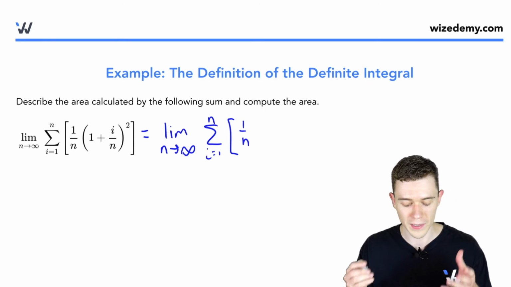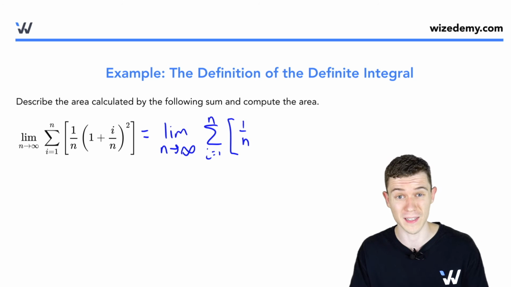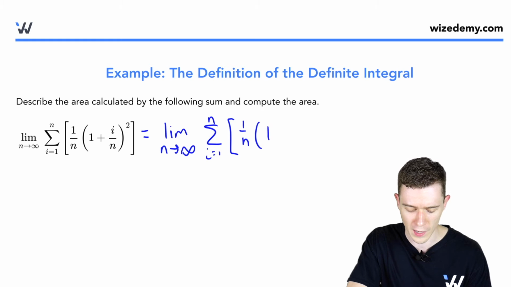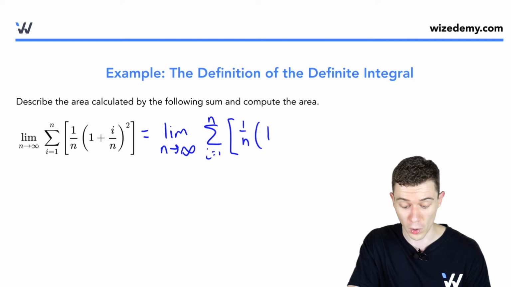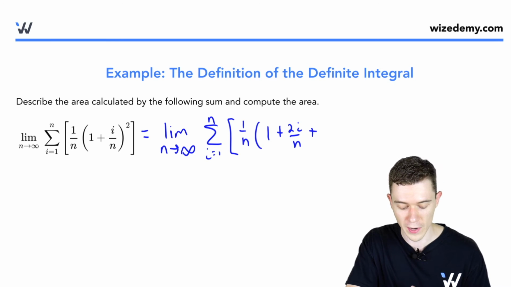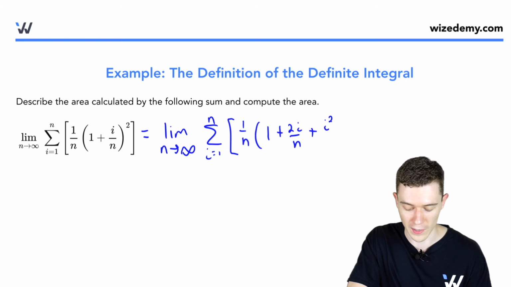This thing, 1 plus i over n squared, means times itself. We're just going to FOIL that out. We're going to distribute that out. 1 times 1 would be 1. We'd have 1 times i over n twice, that would be 2i over n, and then i over n times i over n would be i squared over n squared.